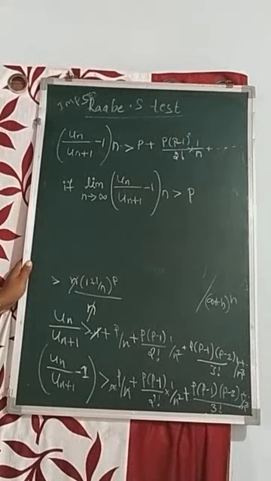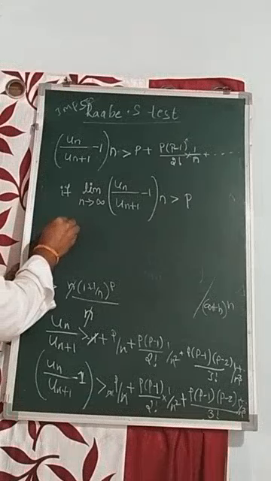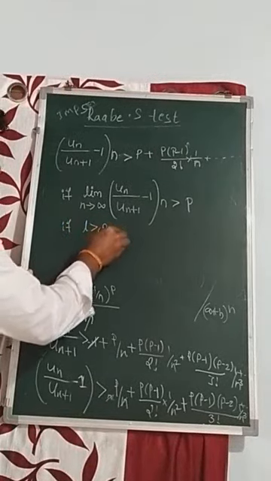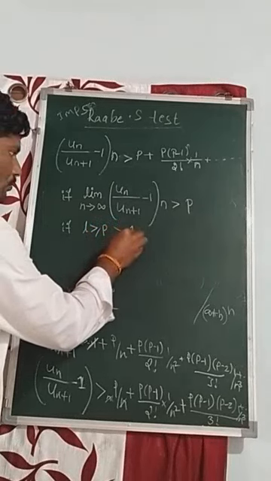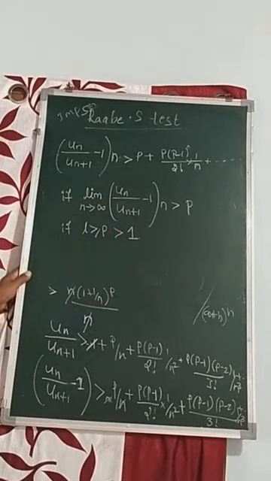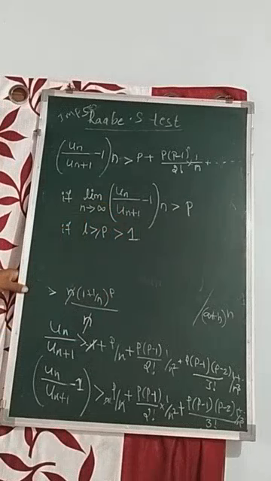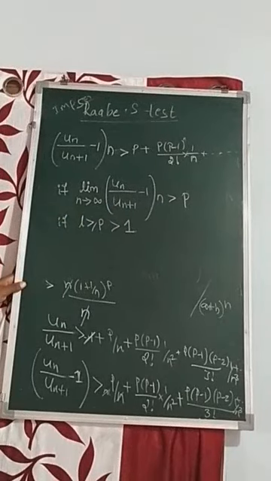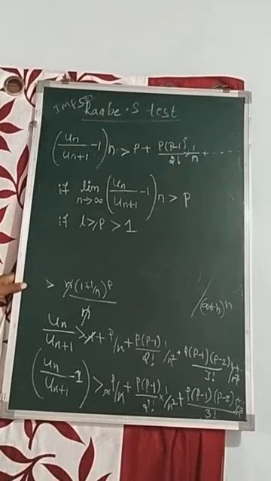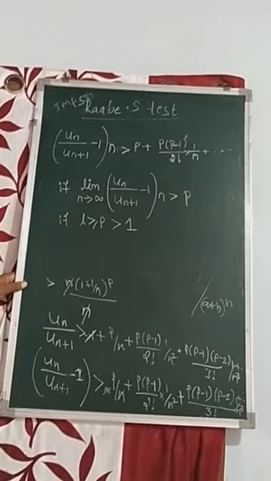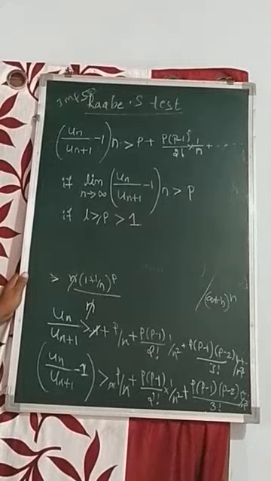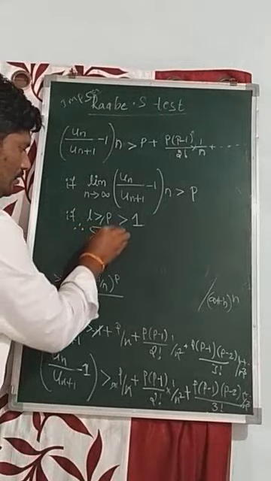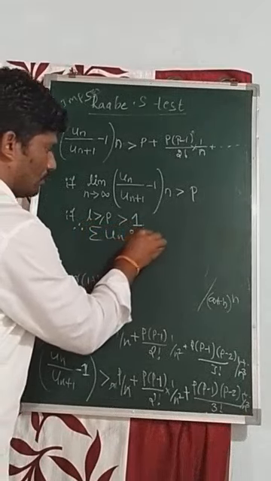Next, we shall take the case where L is greater than or equal to p, but p is also greater than 1. Therefore, summation of un is convergent.